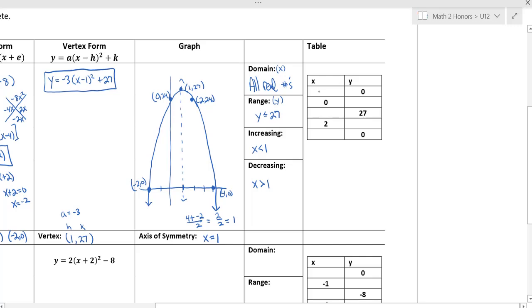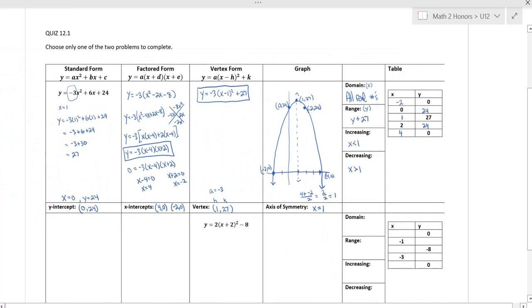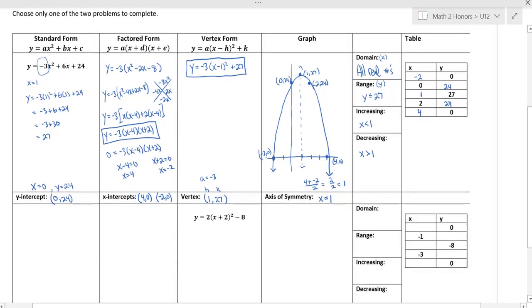When y is 0, those are my x-intercepts, so negative 2 and 4. When x is 0, that's my y-intercept, my y-intercept at 24, and 2 match that. And my vertex is at 1, 27. So that's what we want for number 1. Hopefully you got all those right.